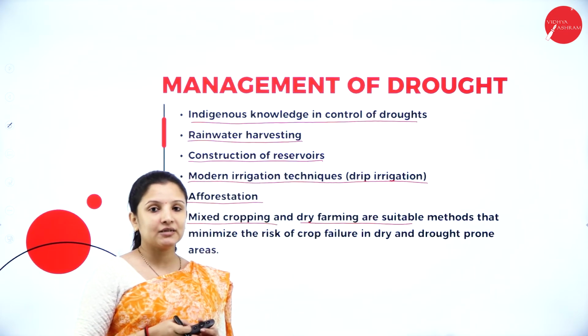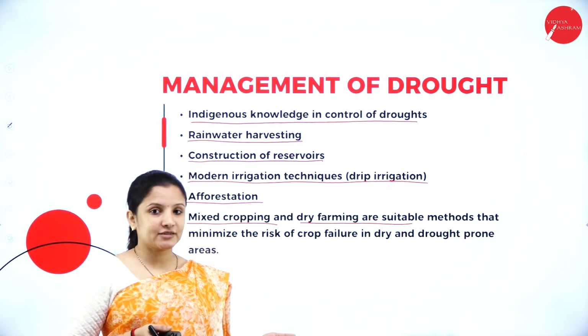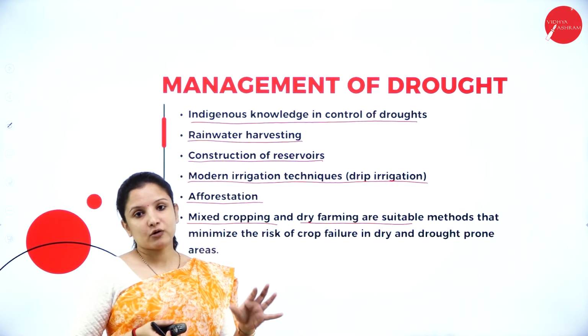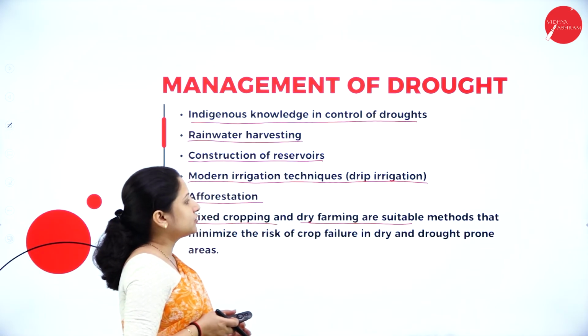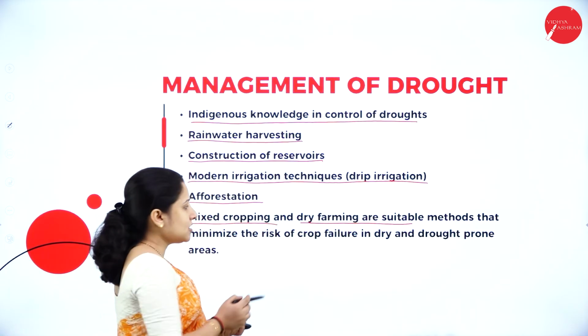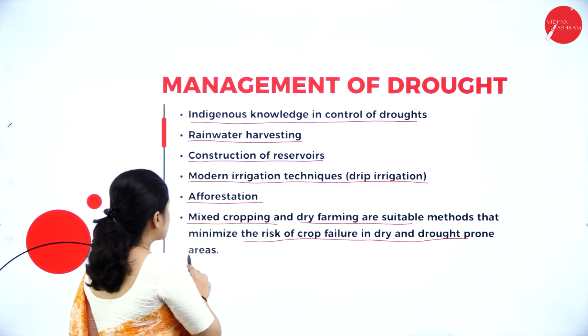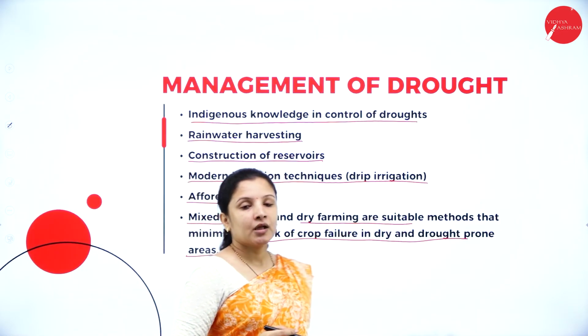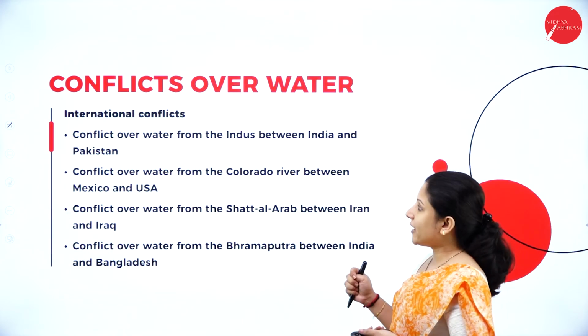So mixed cropping means grow crops which need water as well as crops which make use of very little water, so that a minimal amount of water can be used for the field. Next, dry farming. These are suitable methods that minimize the risk of crop failure in dry and drought prone areas. So these are the ways how the drought can be managed.